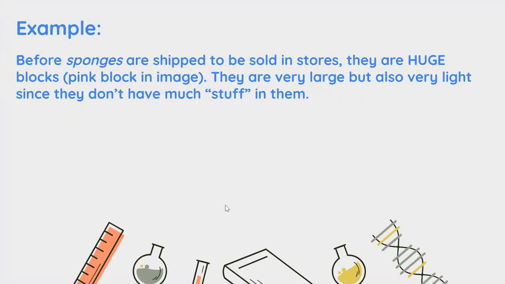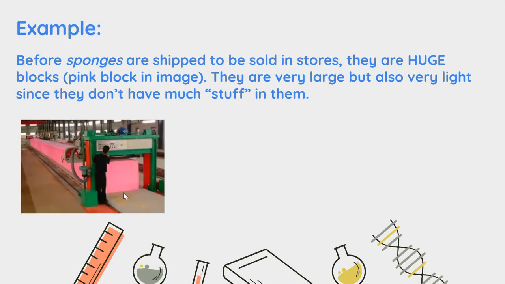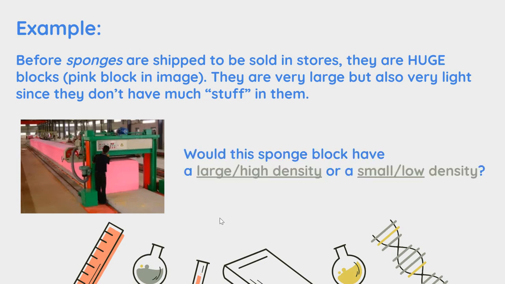As an example, before sponges are shipped to be sold in stores, they are huge blocks. We can see this huge pink block of sponge in the image. These are very large, but also very light. Think it's a sponge, because they don't have much stuff in them. Would this sponge block have a large, high density, or a small or low density?